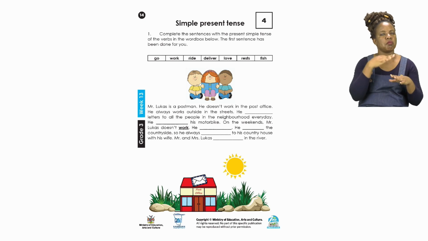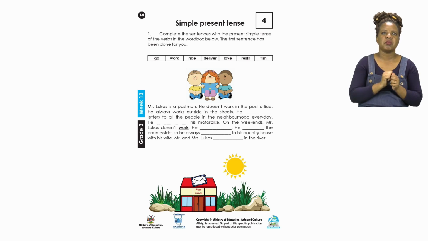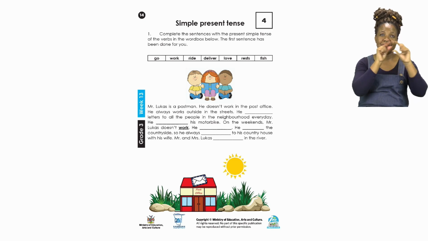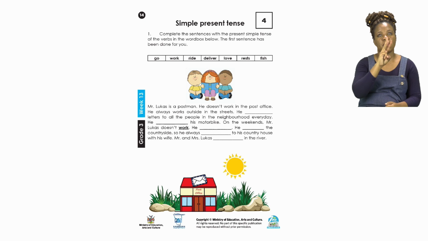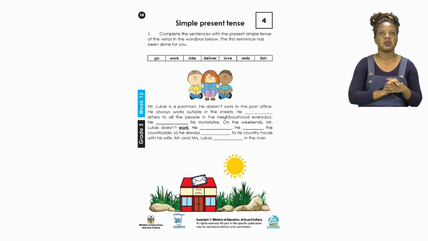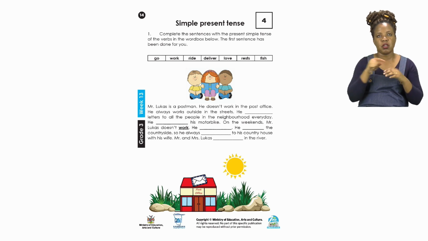So the first one has already been done for us. The word works has been changed. Now the word that we can see in our word box is the word work. So work has been changed to works, which means it's a continuous action. He works outside in the streets. Now let us continue. He delivers letters to all the people in the neighborhood every day.